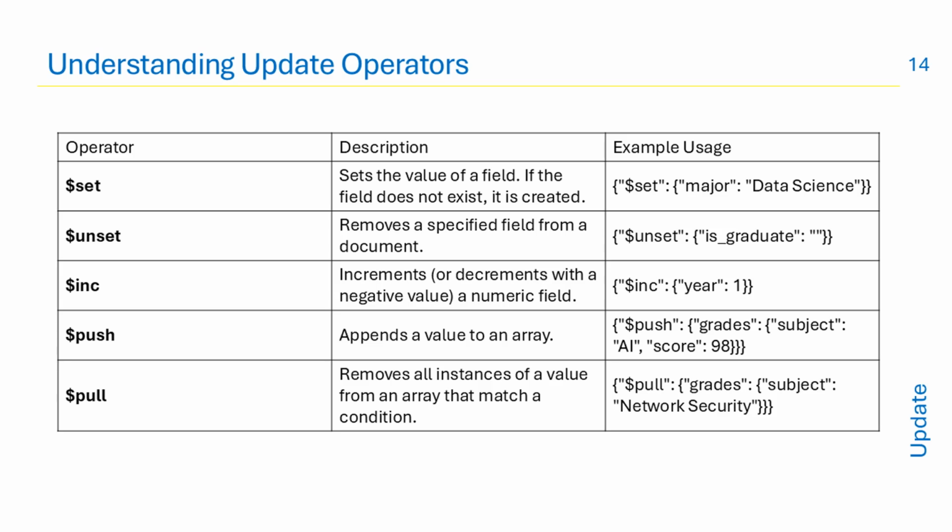$set is what you'll use most often. It sets the value of a field, creating the field if it doesn't already exist. $unset is its opposite. It completely removes a field from a document. $inc is a handy atomic operator for incrementing or decrementing numbers. And finally, $push and $pull are essential for working with arrays. $push adds an element, and $pull removes elements that match a specific condition.